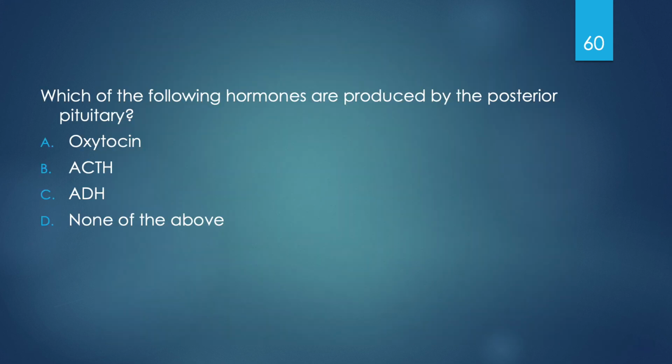So pop quiz question. Which of the following hormones are produced by the posterior pituitary? A, oxytocin, B, adrenocorticotropic hormone, C, antidiuretic hormone, or D, none of the above? Well, we just studied this pretty carefully, so I'm pretty sure almost 100% of you listening will know that both oxytocin and antidiuretic hormone are produced by the neurohypophysis or the posterior pituitary through direct involvement with the pituitary gland, whereas adrenocorticotropic hormone is indirectly created via the relationship from the anterior pituitary via the hypothalamus.